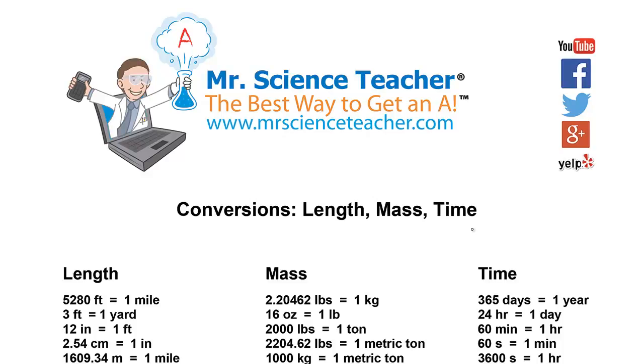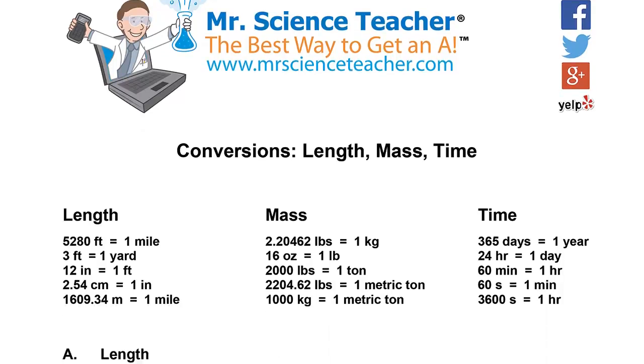Day 4, conversions, length, mass, and time. So here are some conversions. Length: 5,280 feet in a mile, 3 feet in a yard, 12 inches in a foot. Those are units of the English system that usually everybody's very familiar with. The conversion 2.54 centimeters is equal to 1 inch.